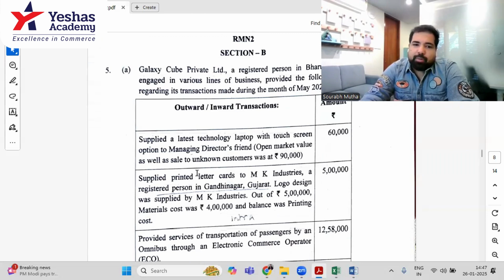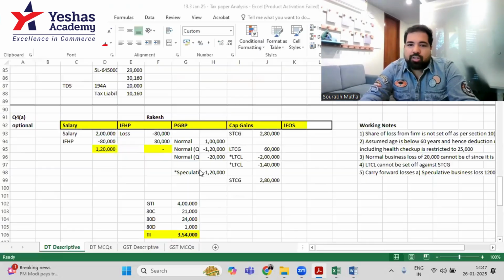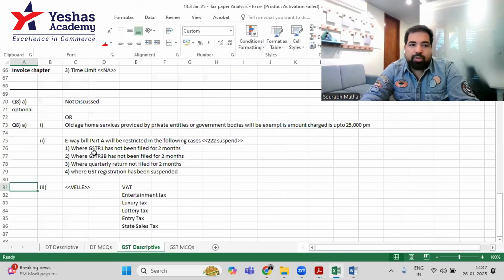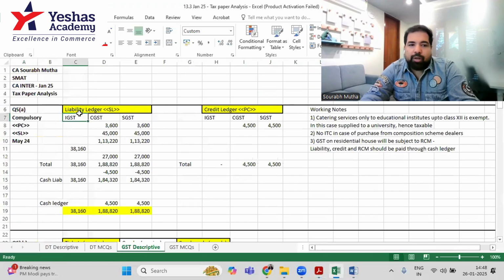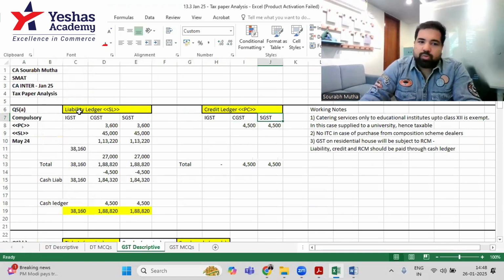Now let's see the first supply. So we'll make a liability ledger just like this. I made it in GST descriptive questions. This is question number 5. Liability ledger SL and purchase credit ledger PC, just like we had done in class as well.